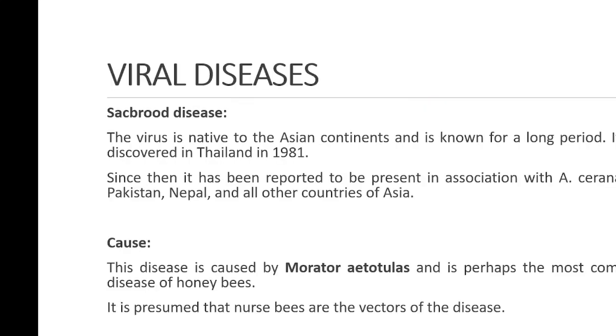In the case of sacbrood disease, it is also common in Asian countries. It was first discovered in Thailand in the year 1981. It is present wherever we are growing the Asian honeybee, Apis cerana indica. We are observing this disease, and the virus which is responsible is known as Morator aetatulas. This is the name of the virus, and it is the most common viral disease of the honeybee.